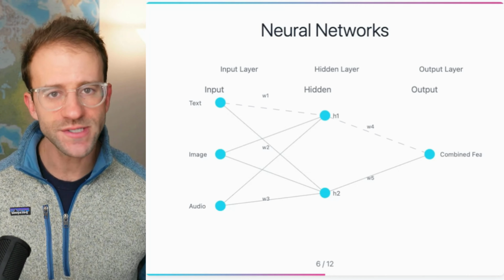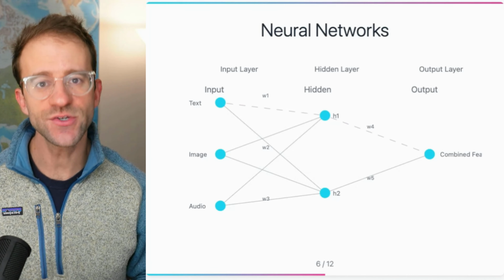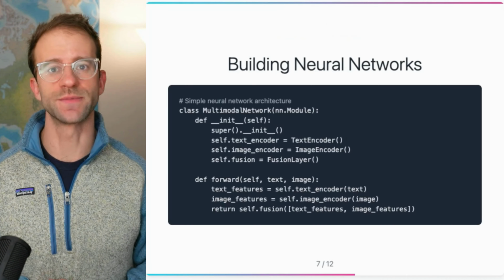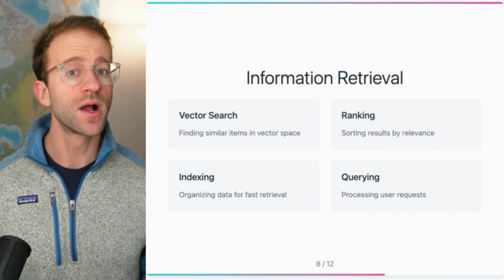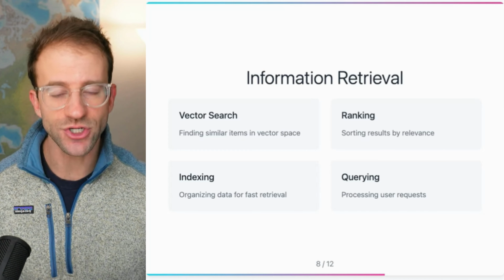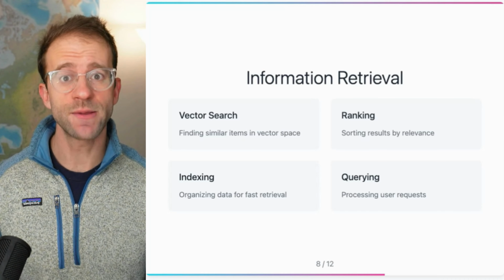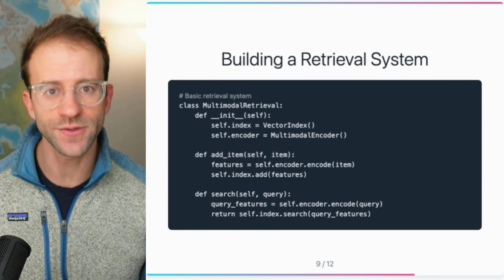Once we have all of our data in the same format, we need ways to store and retrieve it efficiently. This is where information retrieval comes in. Think of it as like organizing a massive library where books, our data, are organized by topic. Similar items are shelved together on the shelves, and then you can quickly find what you need. Here's how we might implement a basic retrieval system.